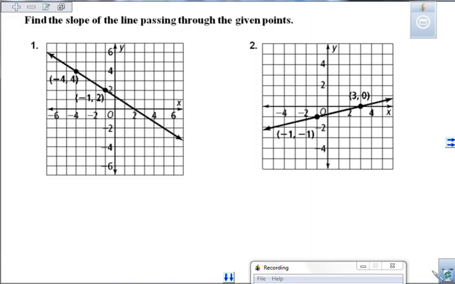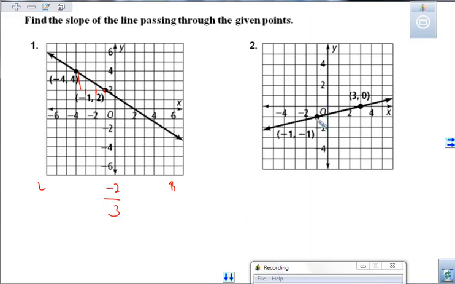So here are some graphs. When we're doing graphs, we're just counting boxes. So my rise is down 1, 2, and my run is forward 1, 2, 3. So my slope is negative 2/3. We always read graphs from left to right.